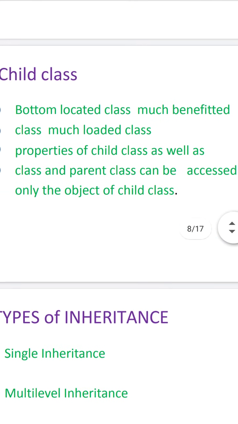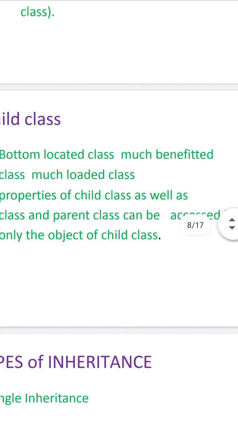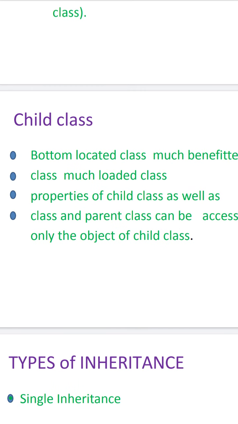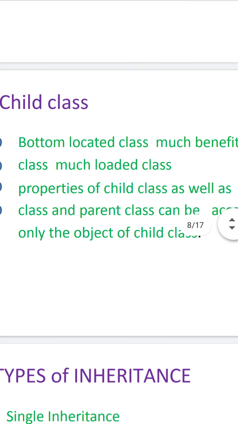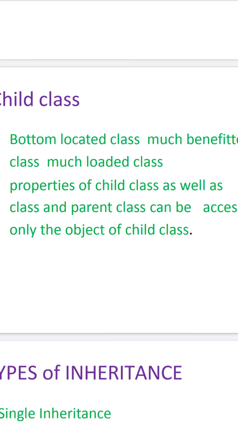The intermediate class and parent class can be accessed only by the object of the child class. Whatever I have already explained, that means all the properties of the parent class will be accessed by your child class.